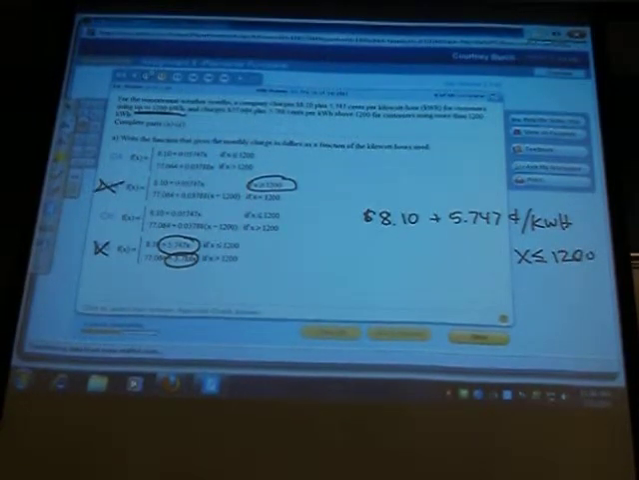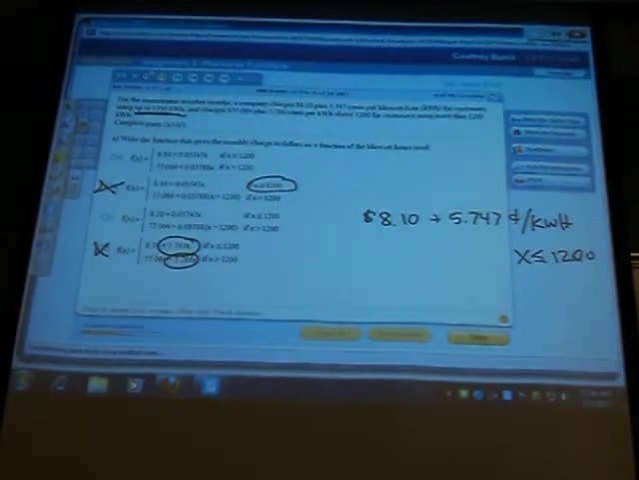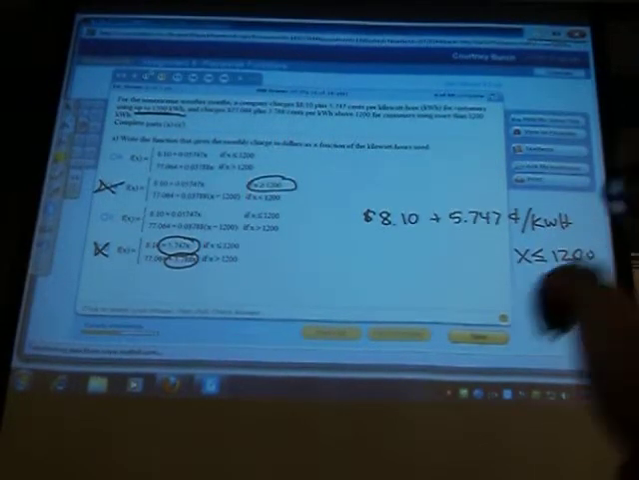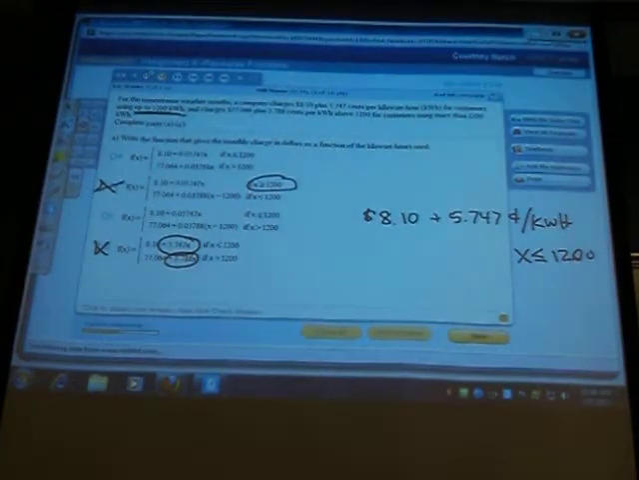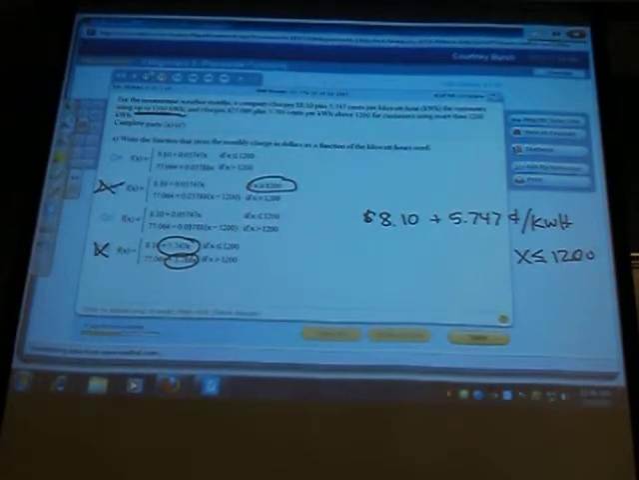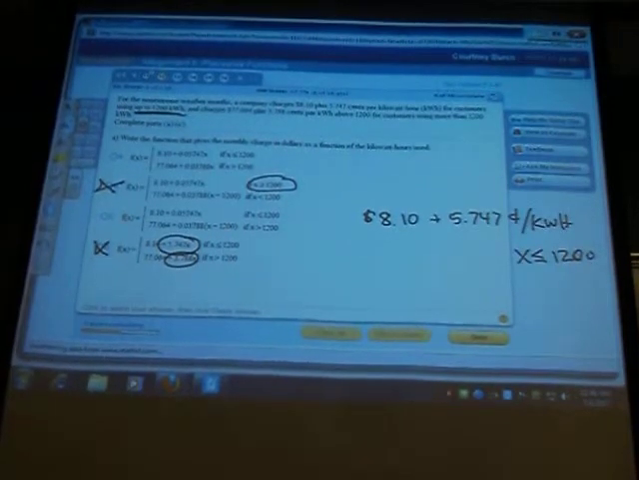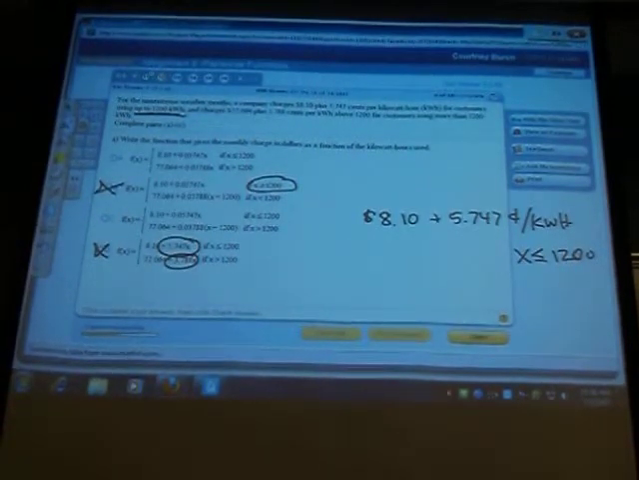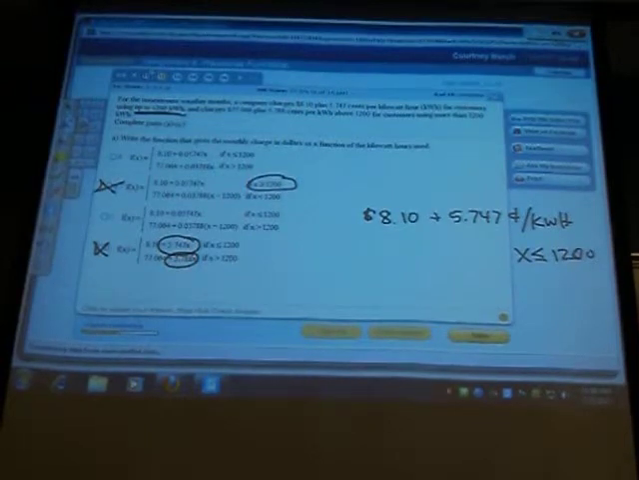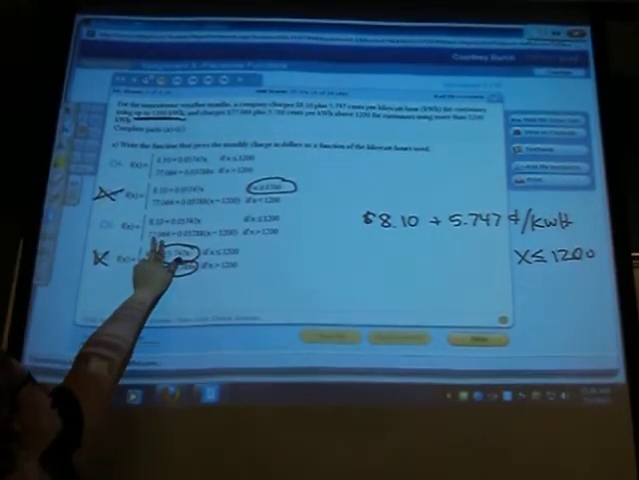So what's the difference between A and C? Subtracting the first 1200 in the second equation. Do we like that or not? Why would you subtract the first 1200? You've already paid for the first 1200. You paid for the first 1200 in this $77.